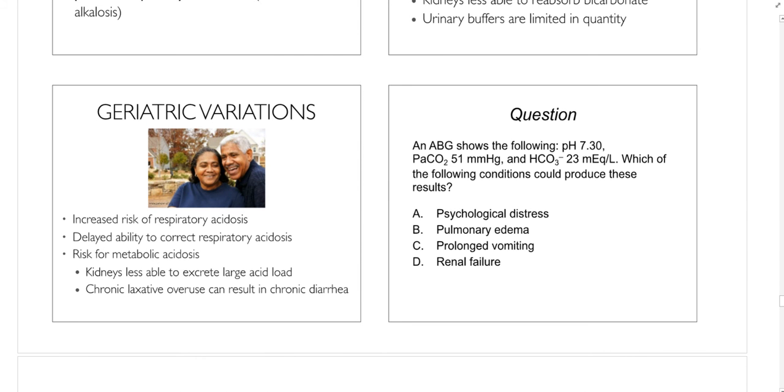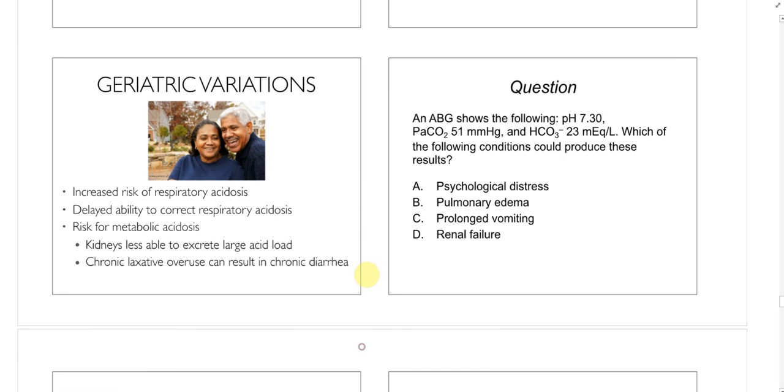Then geriatrics have an increased risk for respiratory acidosis because the entire respiratory system is less efficient. As you get older, things become stiff, you can't breathe in as easily, you can't expel as easily. And then the kidneys are less able to excrete large loads of acids. And they also are people who suffer from chronic laxative overuse, which means they are likely to experience chronic diarrhea, which is going to get rid of a lot of bicarbonate. So they're also at higher risk for metabolic acidosis.